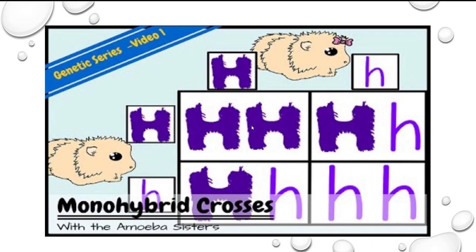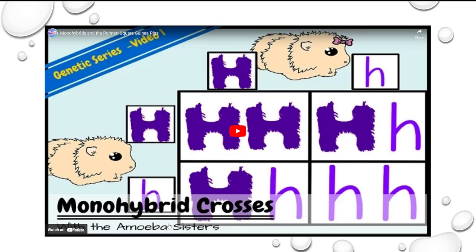So we're going to watch a video, an Amoeba Sisters video, on basically monohybrid crosses. This will give us a good introduction into Punnett squares and how to set up these Punnett squares, and we're starting off slow, so we're just crossing individuals that differ in one variant, or one trait.